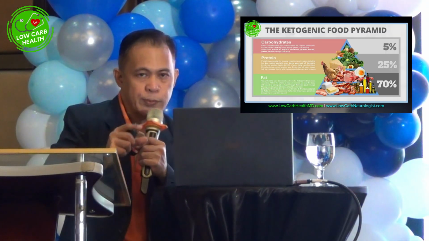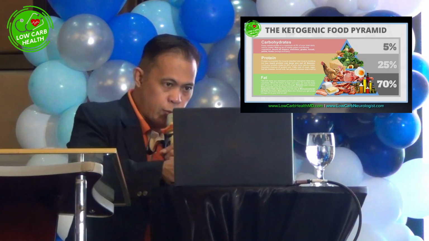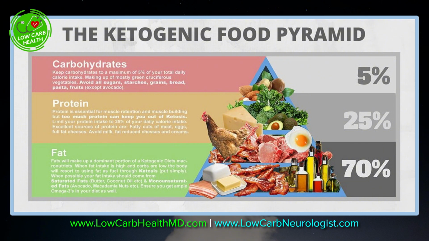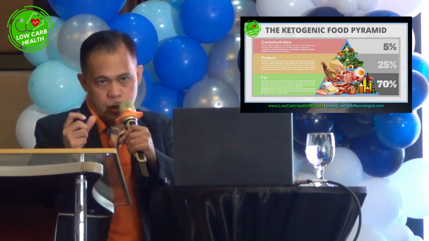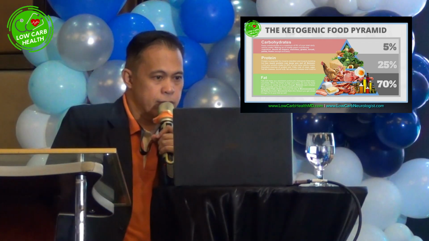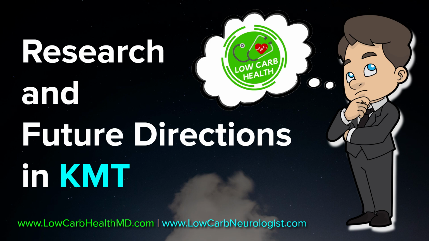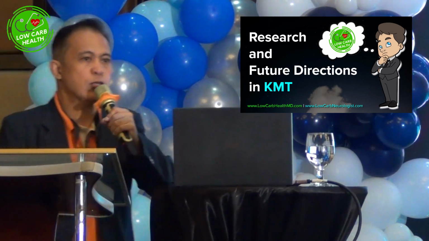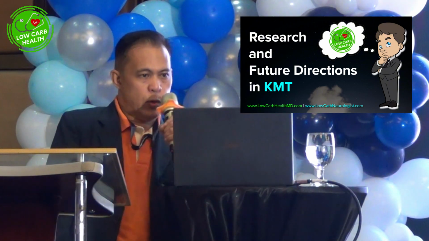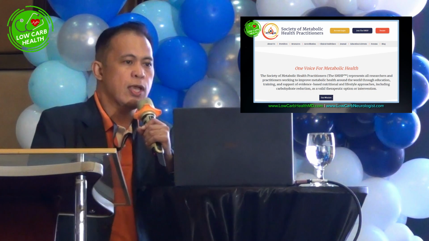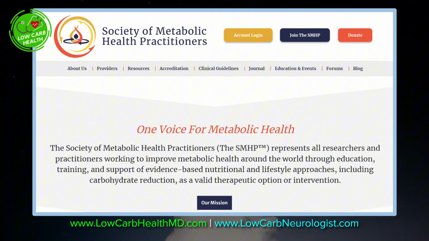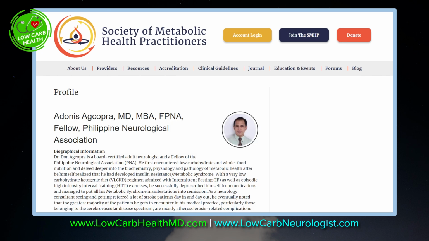So this is the food pyramid that I highly recommend to everyone, including my patients. The ketogenic food pyramid: 70% will come from healthy fats, 25% from protein, and 5% from carbohydrates. And this is the core of ketogenic metabolic therapy. So what are the future directions now? This is a grassroots movement. We have the Society of Metabolic Health Practitioners worldwide, which is the one and only voice now for global metabolic health. I am collaborating with them.